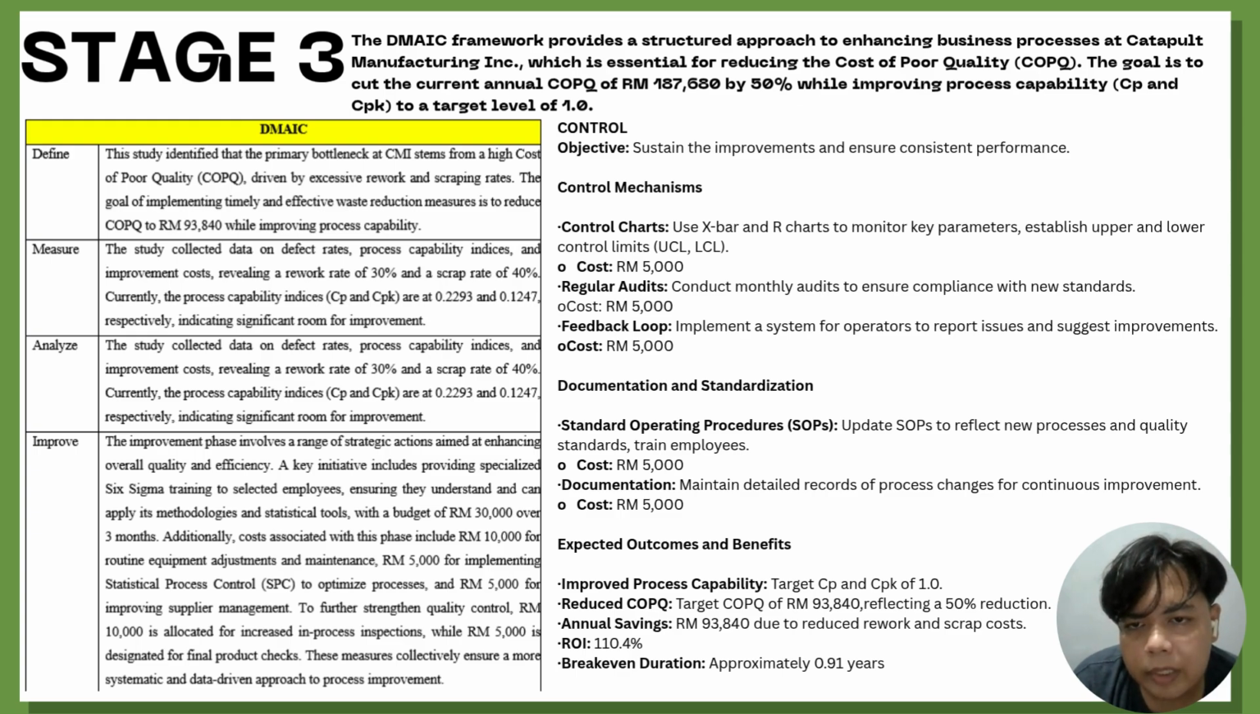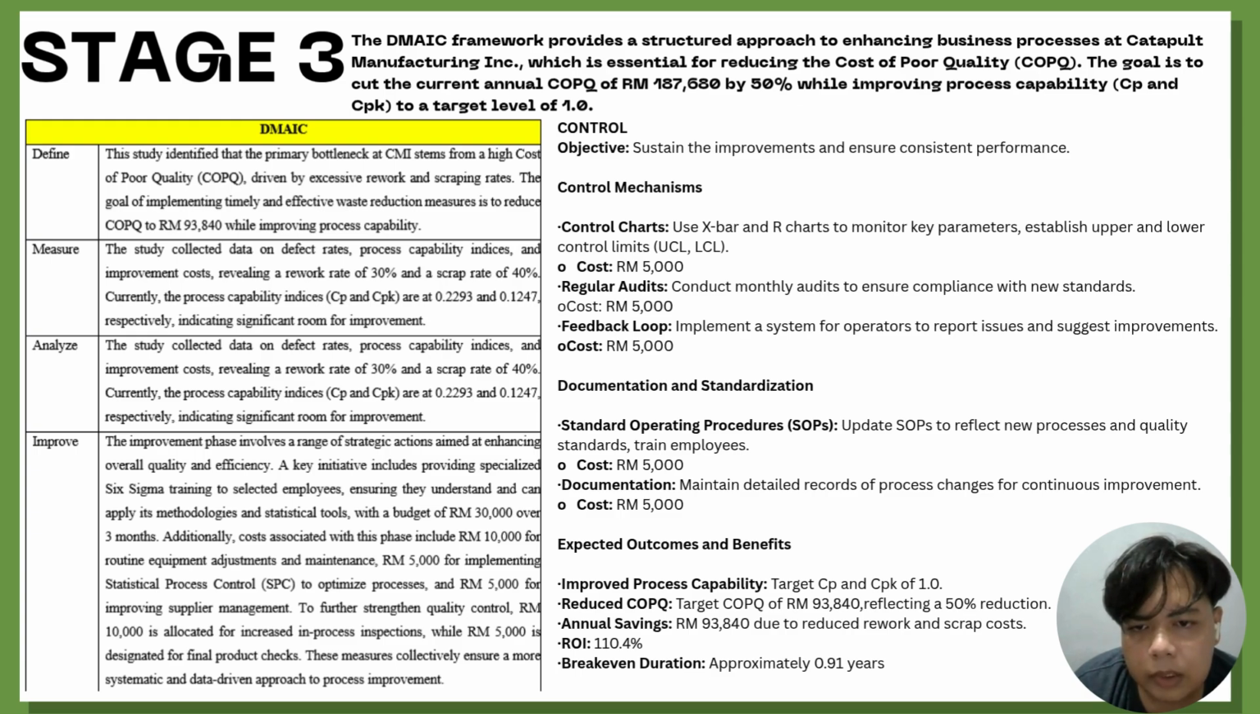We begin by identifying the main issue, a high COPQ, mainly due to excessive rework and scrap rates. Our objective is to cut the annual COPQ from 187,680 ringgit by 50%, bringing it down to 93,840 ringgit while enhancing process capability, targeting CP and CPK values of 1.0.